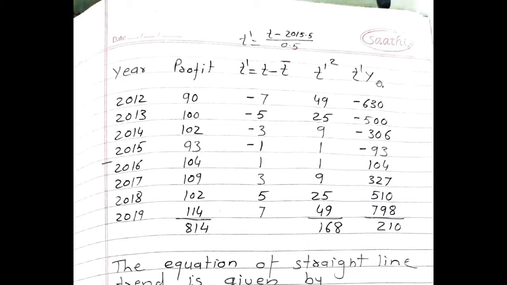Summation of t dash y can be calculated as minus 630 plus minus 500 plus minus 306 plus minus 93 plus 104 plus 327 plus 510 plus 798. The total becomes 210.